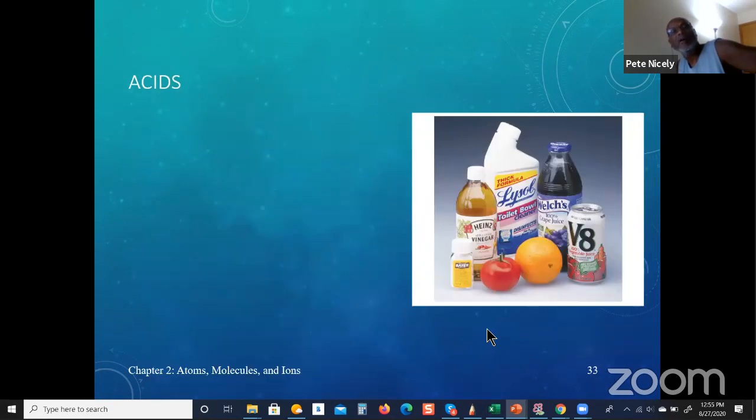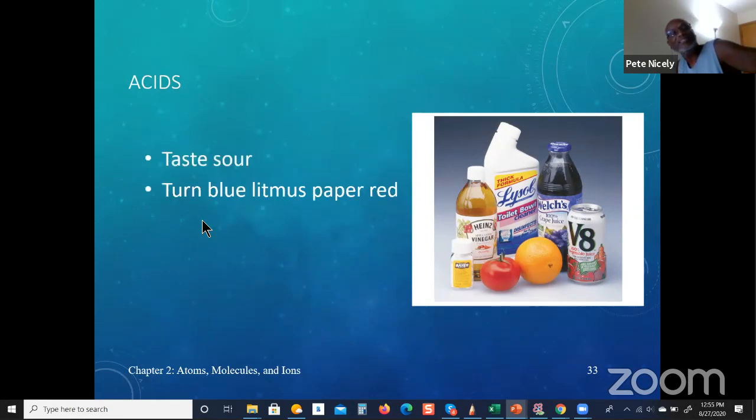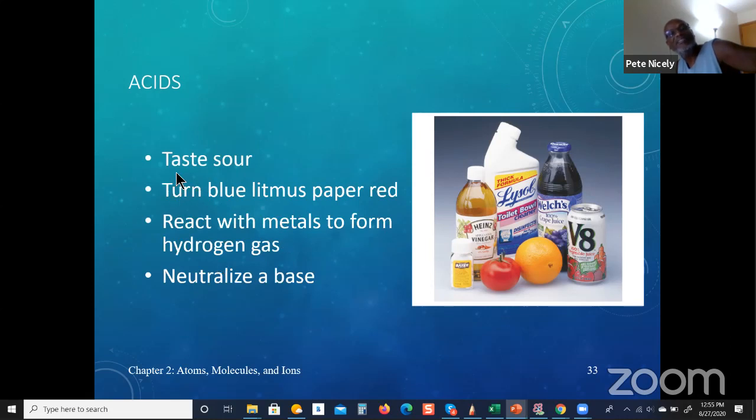Another group of compounds that we need to talk about are acids. And these are the characteristics of acids that are listed here. The first one says that acids have a sour taste.